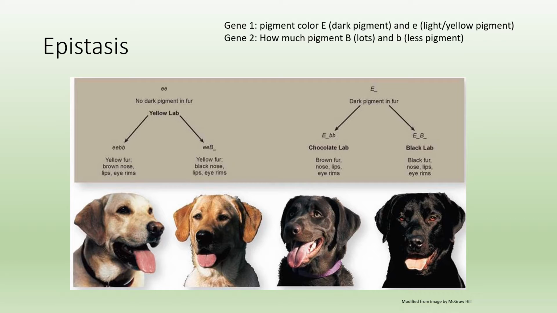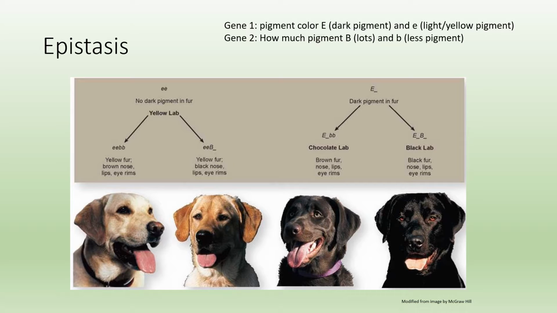Now, the example I'm giving you is a case of epistasis where certain alleles in one gene affect the expression of another gene, which in this example determines how much of a specific protein is produced.